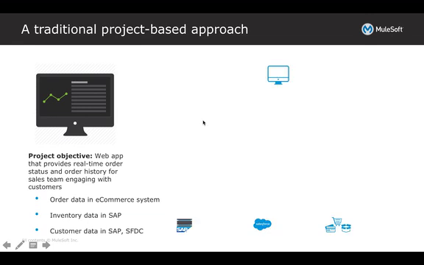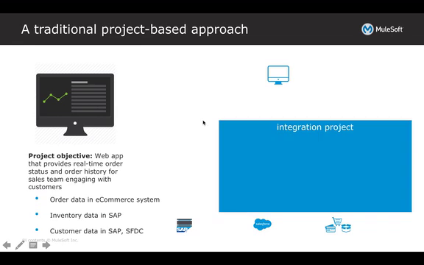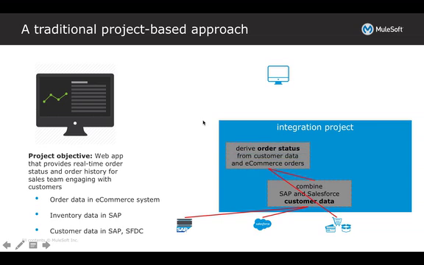Well, we've got our SAP, Salesforce, e-commerce system. We've got the client we eventually need to get this data up to. Let's look at the integration project. Inside of the integration project we might build out, perhaps we combine the SAP, Salesforce, and customer data together. And then from that, we can derive order status by bringing in the e-commerce system and linking into that SAP and Salesforce data in our integration project. Also derive order history, similarly by bringing in the customer data and e-commerce orders themselves.